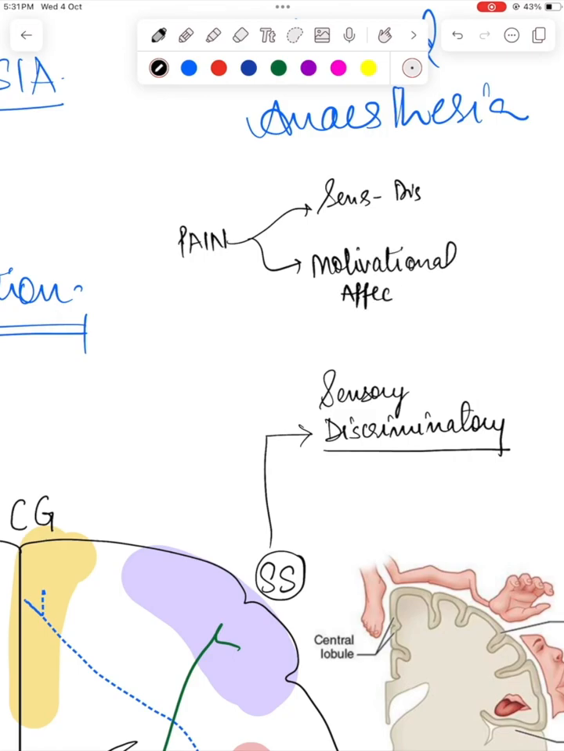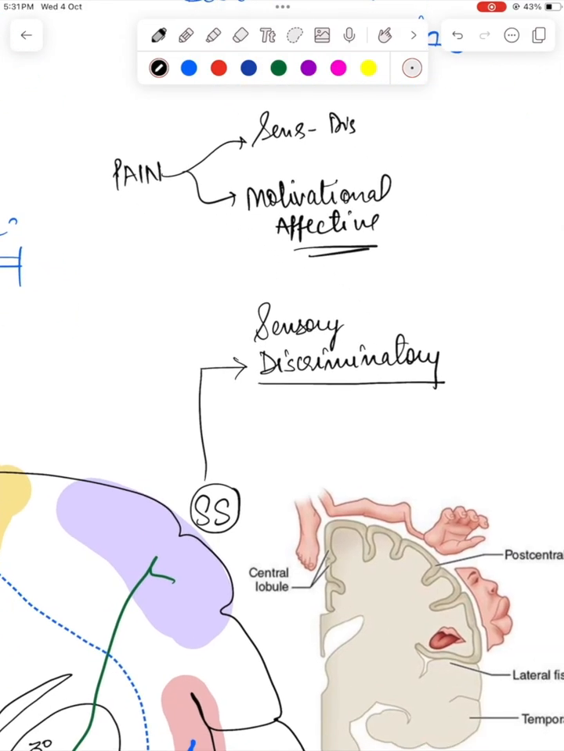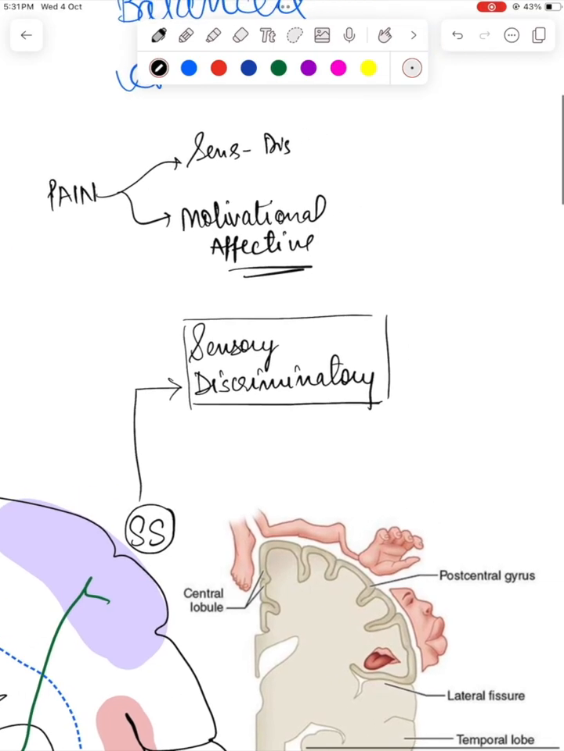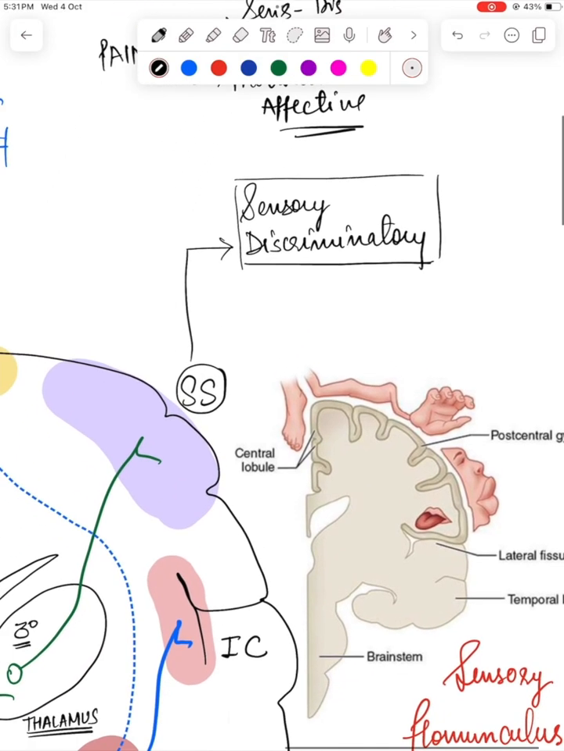Sensory discriminatory component means that this will essentially tell the person where exactly the pain is originating from and what to do in order to get away from that source of pain. So, the somatosensory cortex will be able to delineate whether the painful stimulus is coming from the hand or the foot or the torso or the back.